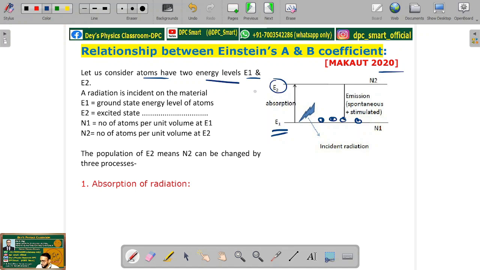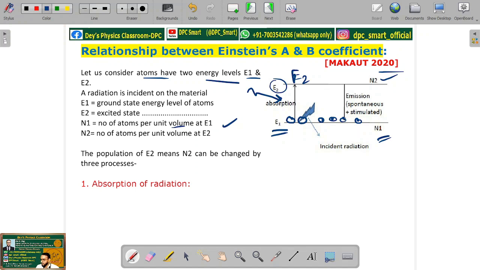After incidence of radiative energy, external radiation, suppose this is the external radiation, the atoms in the ground level will absorb the incident radiation energy and go to the upper excited level, that is E2. Suppose in normal condition N1 is the number of atoms per unit volume at energy level E1, and N2 is the number of atoms per unit volume at energy level E2. That means N1 and N2 are the populations of level E1 and level E2.